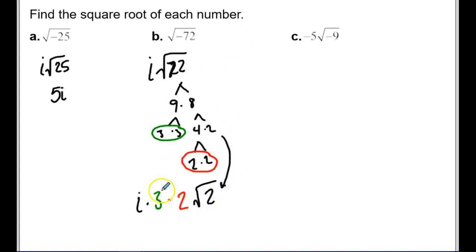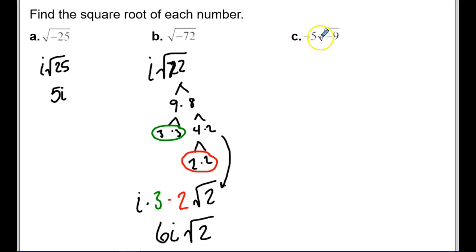Okay, so now let's simplify. Well, I know 3 times 2 is 6. That i is still out front times the square root of 2. And this is the standard way that we write these numbers with imaginaries. So my number comes first, then my imaginary number, then any roots or radicals that we have later on. Okay, so now that's fully simplified. So I found that square root. So now let's look at this one.